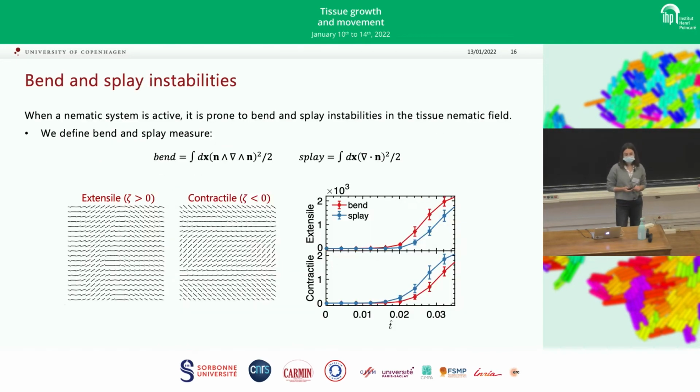And first, by starting at the beginning, we know that when nematic is active, it develops bend-splay instabilities. So you can see this on the first two plots, that they start to develop these walls of similar orientation, and we define the measures to calculate bend and splay. And here are the plots where we show that from the beginning of simulation, after a certain time, you will develop non-zero bend and splay for both extensile and contractile activities.